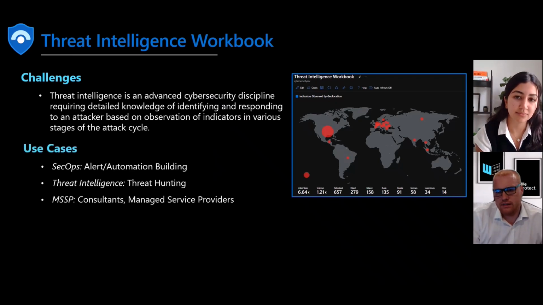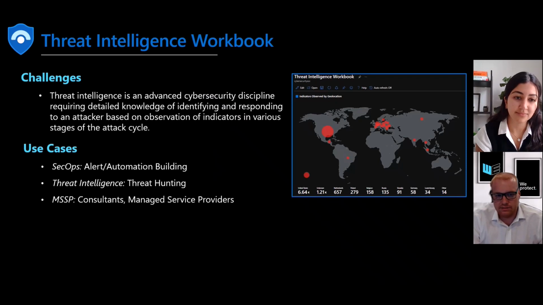So as far as the use cases for using this workbook, there's a few primary ones that we go to. The first is for SecOps professionals. These are folks in your security operations centers, actively working with incidents and alerts, building automations, building alerts, policing the environment in tier one and tier two disciplines.